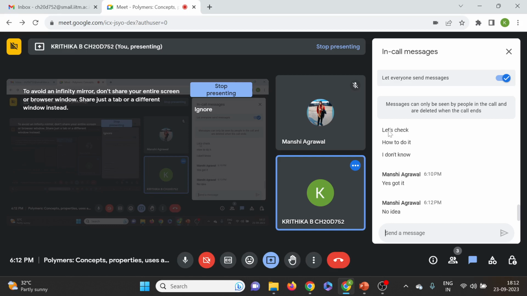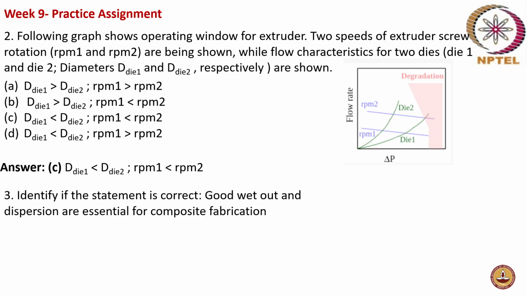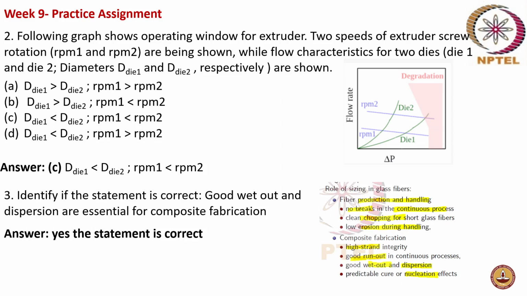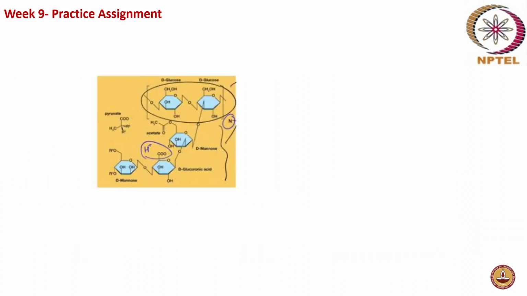No. Okay, that's okay. Actually, the statement is correct. When you have composite fabrication, there are certain parameters to be considered. There should be high strand integrity, good run out in continuous process, and good wet out and dispersion. That means the polymer should be properly wetting and there should be good interaction between the polymer and the fiber. And the fiber should also be properly dispersed in the system. So this is an important aspect in terms of composite fabrication. Okay, now let's proceed to the next question.